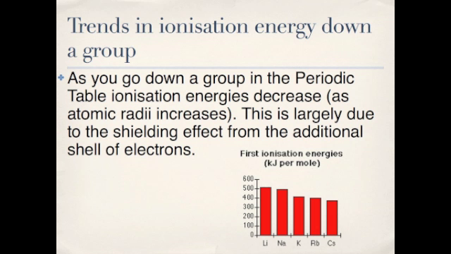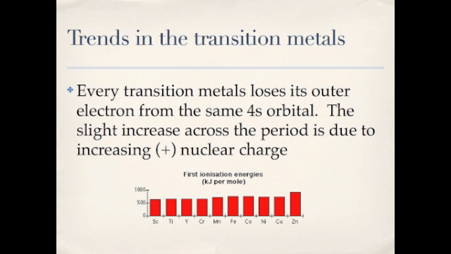Now, for the transition metals, we don't really look at any huge trends happening here, and that is solely due to the fact that we are removing an electron from the same 4s orbital, so there's very little difference. The main difference, if you can see, is a slight increase as you go from left to right, because you do have more protons creating a positive charge.